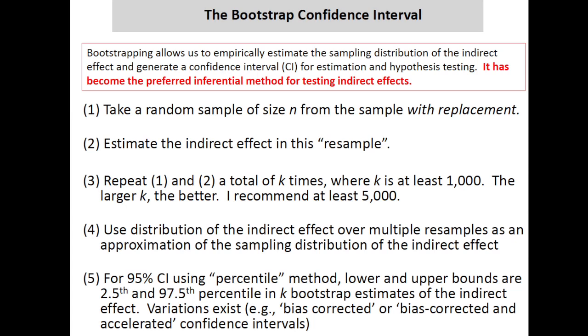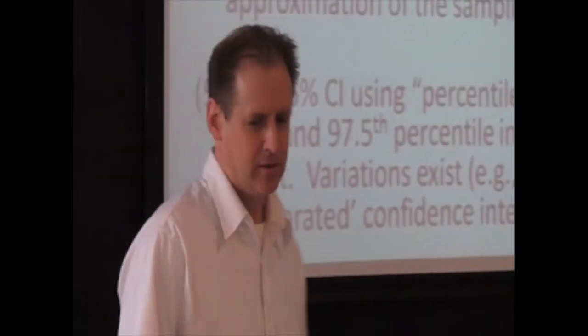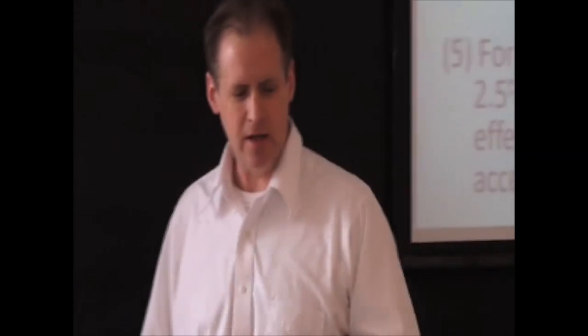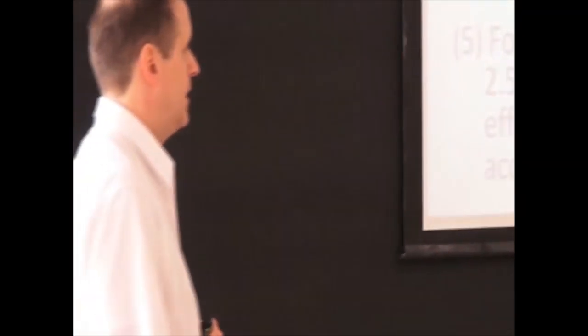There's a distribution there. You could imagine visualizing it with a histogram or something like that. That's an empirical representation of the sampling distribution of the indirect effect when sampling from the original population. So we use that distribution of the indirect effect over multiple resamples, multiple bootstrap estimates, as an approximation of the sampling distribution of the indirect effect from the original data.